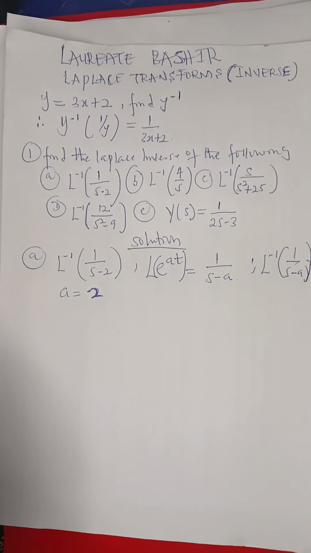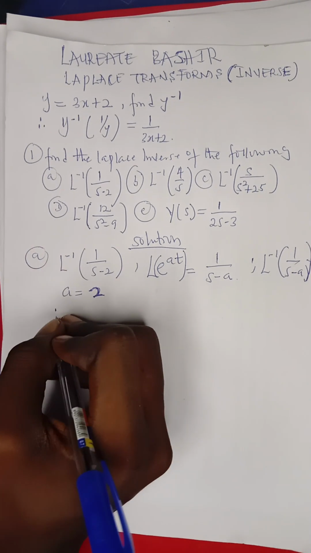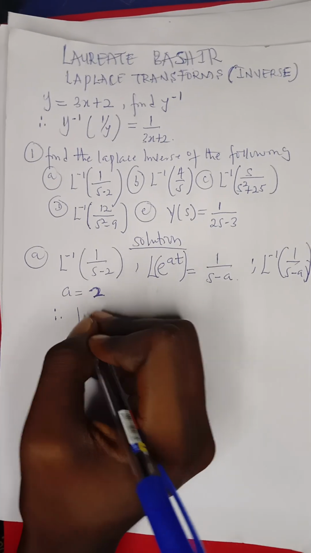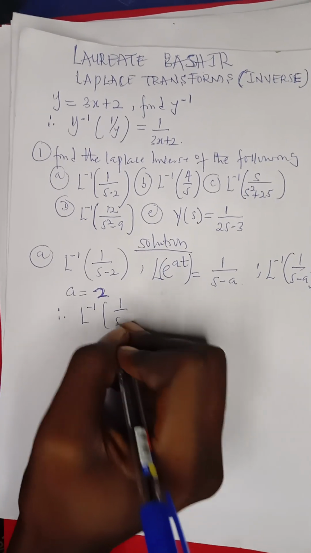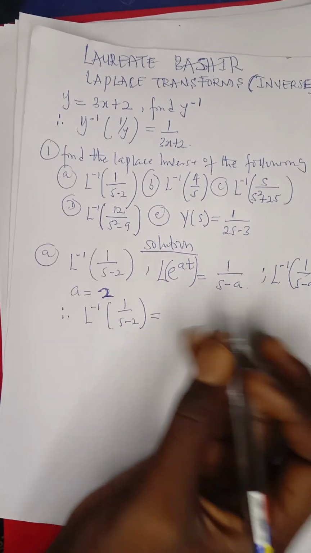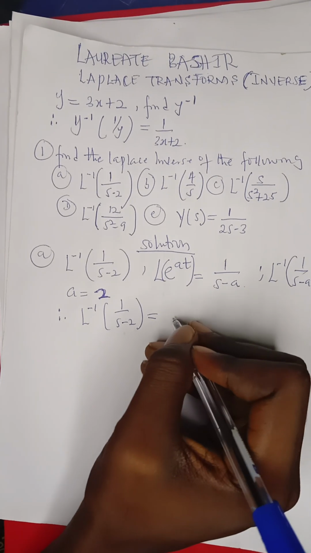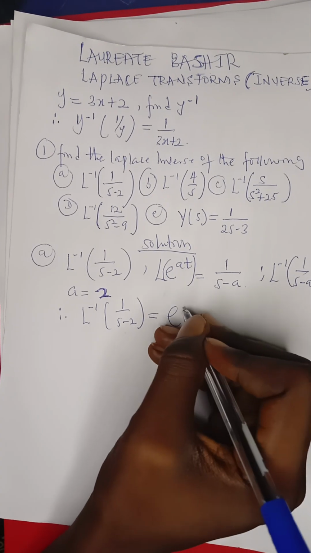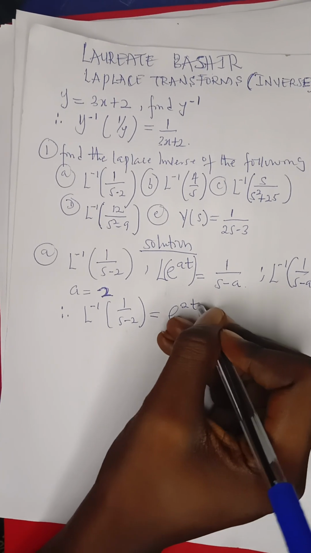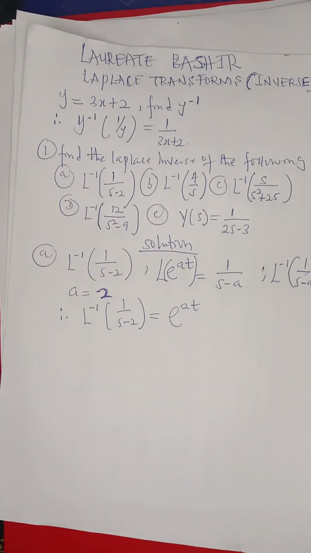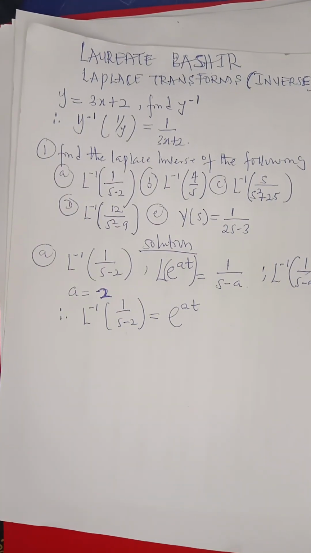So therefore, the Laplace inverse of 1 over s minus 2 is equal to exponential, what's our a? 2. Exponential 2t. So that's the Laplace inverse of that. You can see how easy it is.